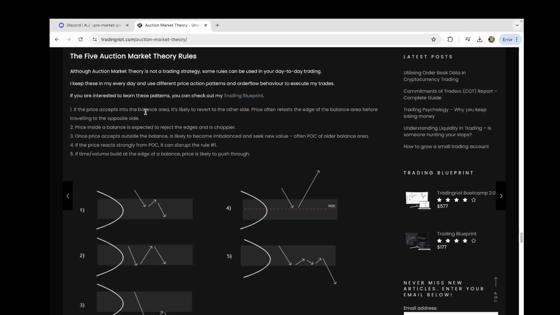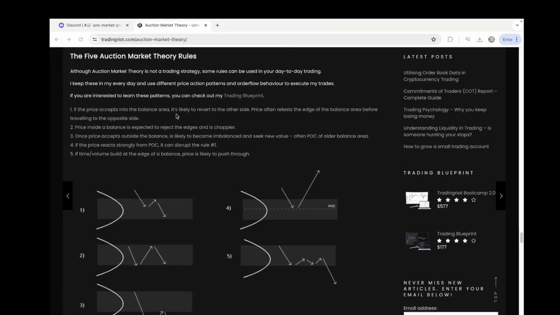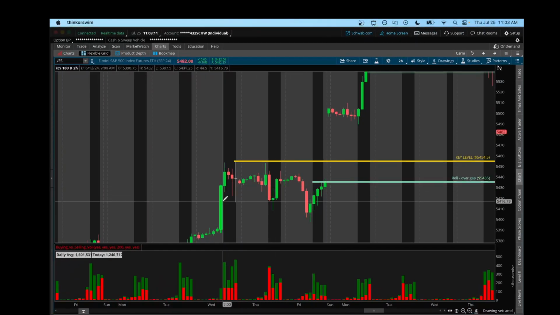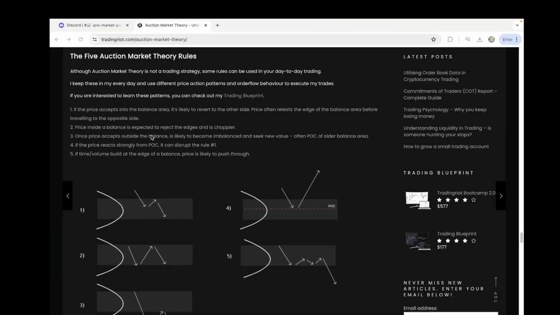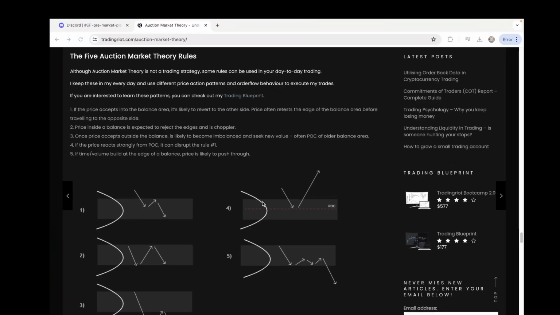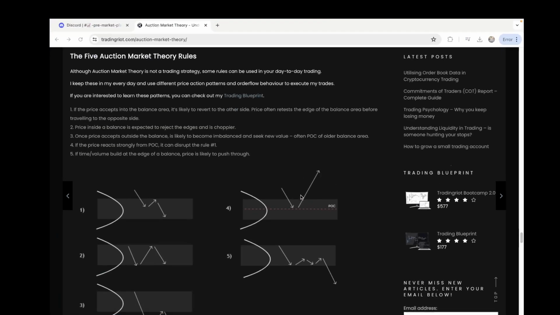So if price accepts into the balance area, aka accepts back under 5.4.5, it's likely to revert to the other side, aka like 16 to 5400s, right? Technically the other side. Price often retests the edge of the balance area before traveling to the opposite side. But this happened today: if price reacts strongly from the point of control, you could use the midpoint, but if it reacts strongly from the point of control right here, it can disrupt rule number 1, which is what we saw.